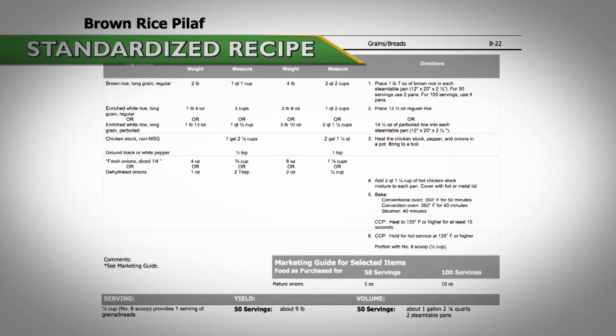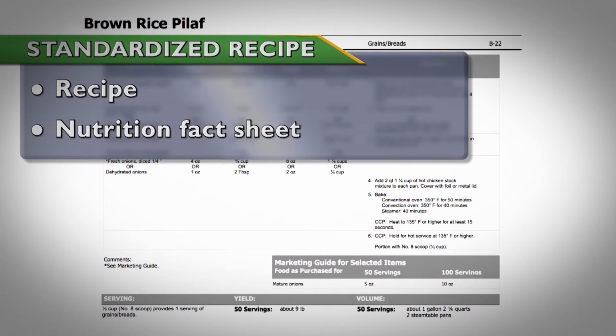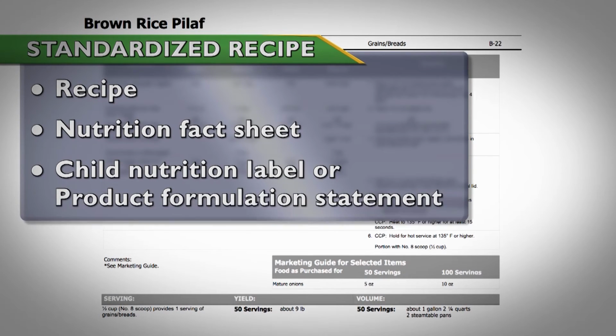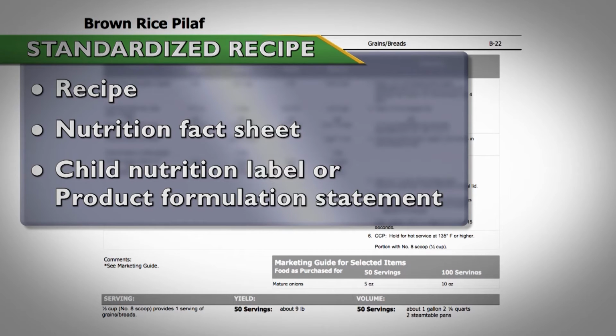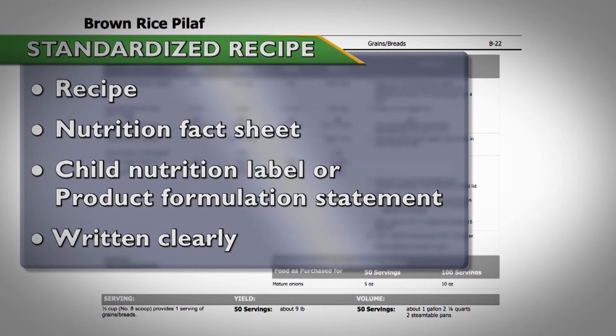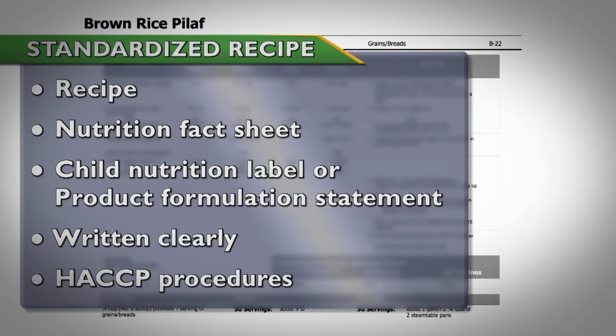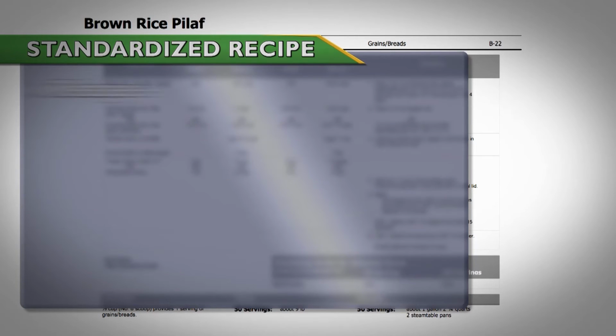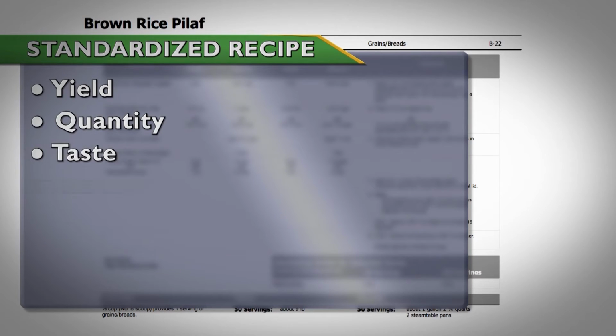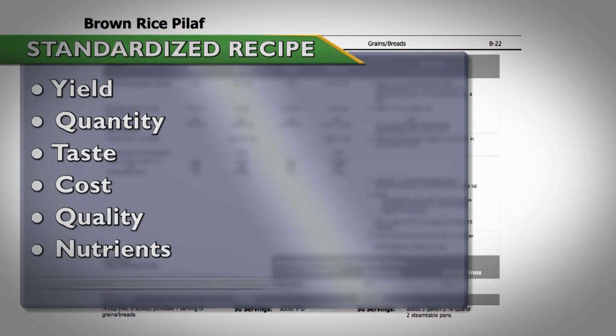In a standardized recipe, each menu component should have a recipe, along with the nutrition facts sheet, CN label, or product formulation statement. Standardized recipes should be written clearly, so that an experienced person could make the dish successfully without asking questions, and all recipes should include hazard analysis critical control plan procedures. Standardized recipes maintain consistent yield, quantity, taste, cost, quality, nutrients, and preparation time.